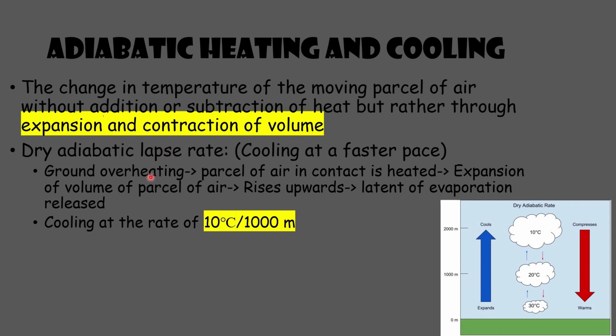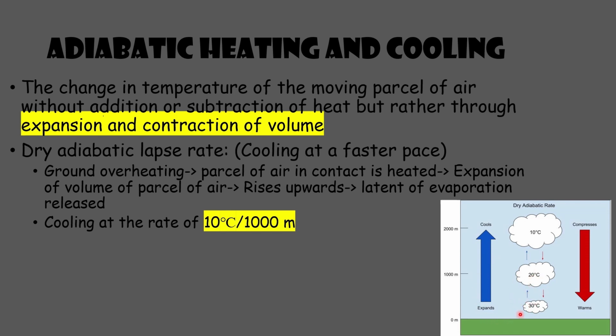So how does air rise? See this photograph here. Air is heated on the surface. If there is surface overheating, the air in contact with the surface will also get heated. On heating, it will expand. On expansion, it will become lighter than the surrounding parcel of air. When it becomes lighter, it will rise upward, and on rising upward, it will cool at the dry adiabatic lapse rate of 10 degrees Celsius per 1000 meter.